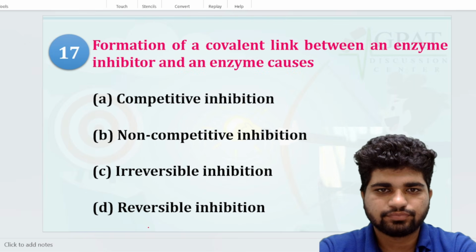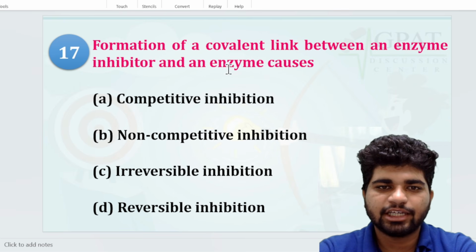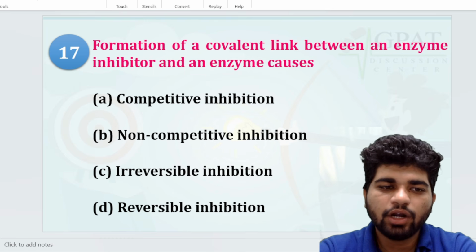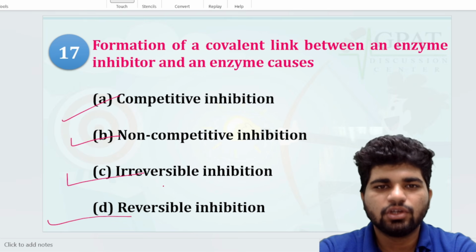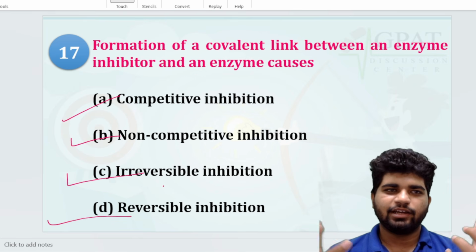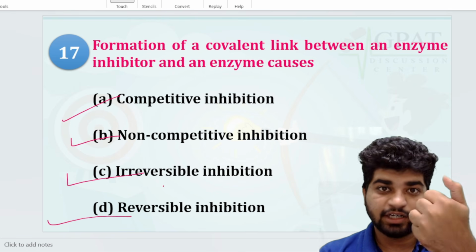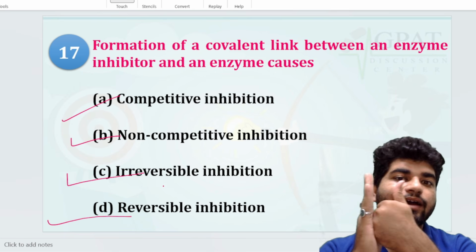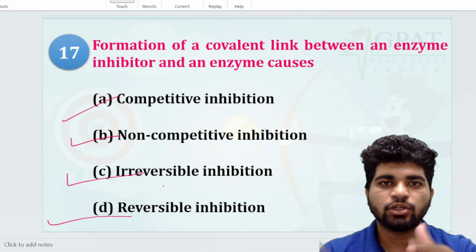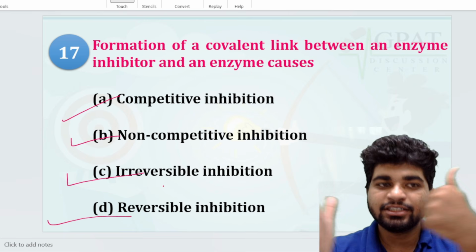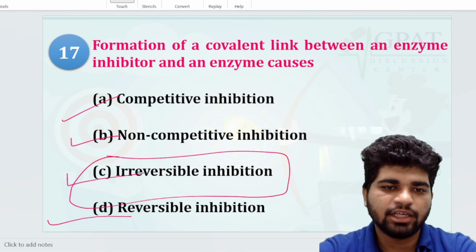Okay, so formation of a covalent link between an enzyme inhibitor as well as enzyme can cause what? Competitive inhibition, non-competitive inhibition, irreversible inhibition, or reversible inhibition. If you know covalent bonding, it is just like Fevipic, irreversible. If the substrate binds with the enzyme in a covalent linkage, then it is going to be irreversible. The substrate cannot go back once it binds with your enzyme, right? So that's why it is irreversible inhibition.